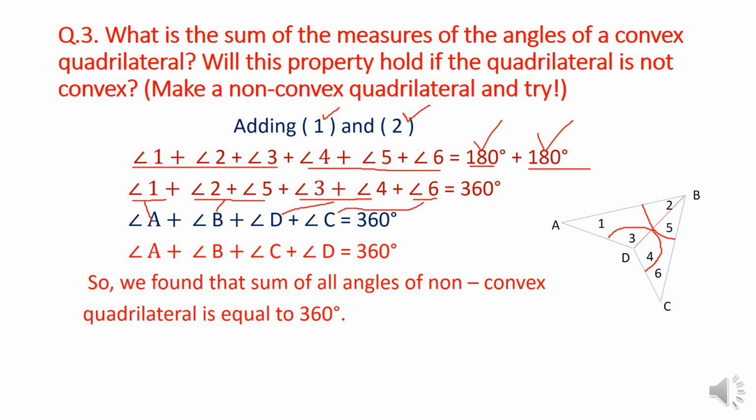If you arrange it in proper order, you will get angle A plus angle B plus angle C plus angle D is equal to 360 degrees, because on the right hand side 180 plus 180 becomes 360. So we have found that the sum of the angles of a non-convex quadrilateral is also equal to 360 degrees. This means whether the quadrilateral is convex or non-convex, the result will be the same.